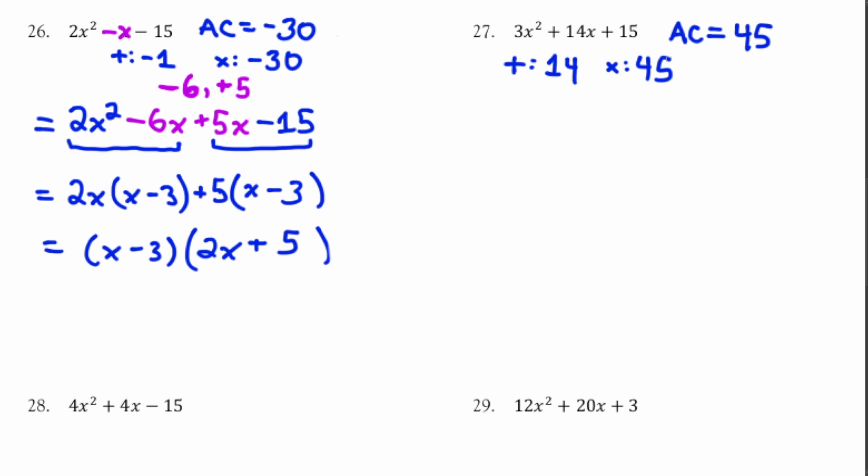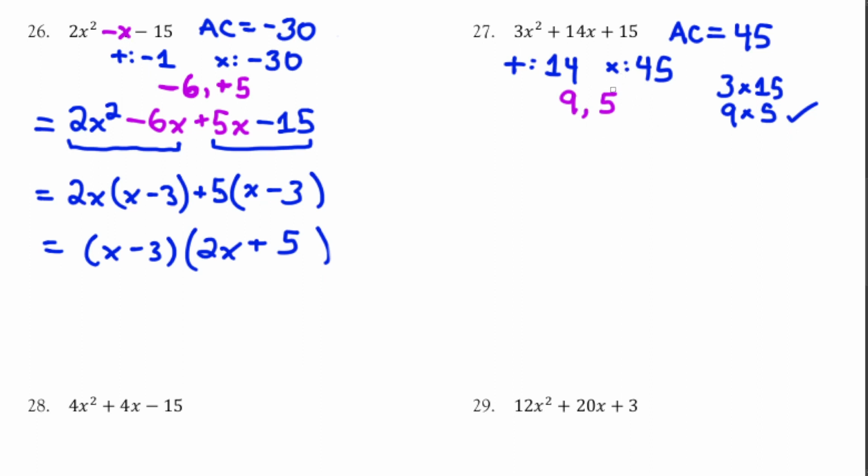Okay, well, let's find some numbers that multiply to 45. 3 times 15 is 45, but these add up to 18. 9 times 5 is 45. Ooh, and those add up to 14, so this worked. So the two numbers are 9 and 5.